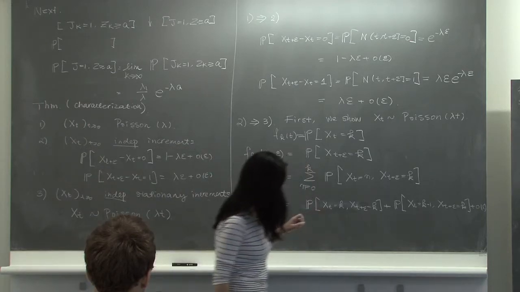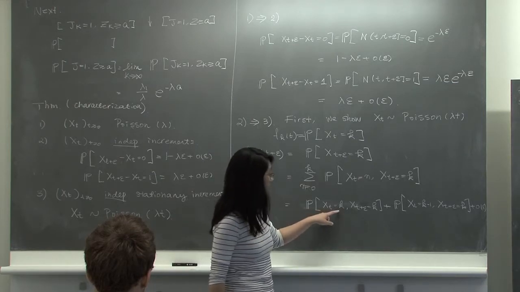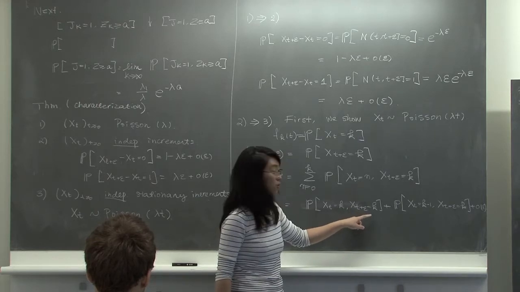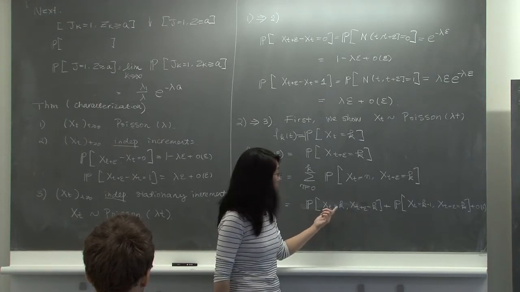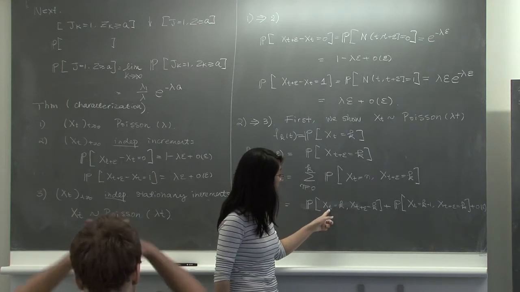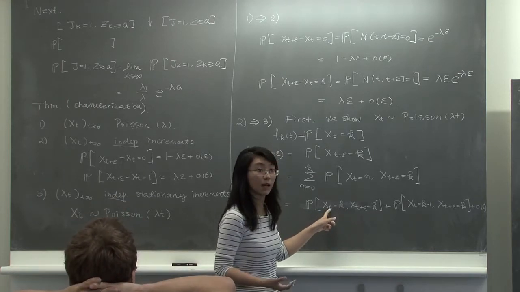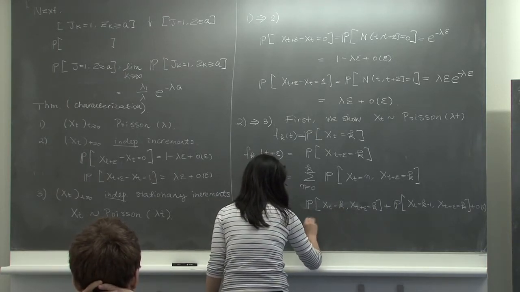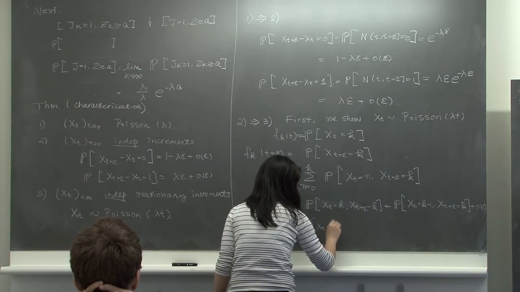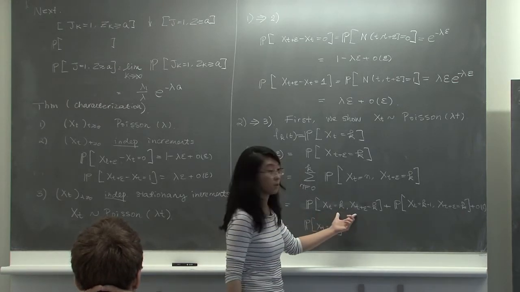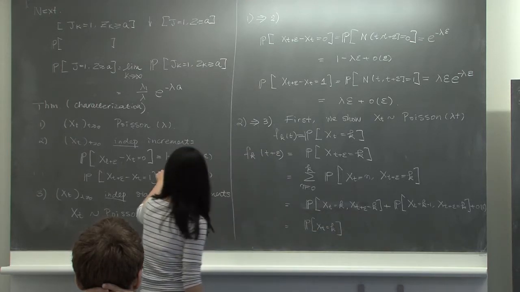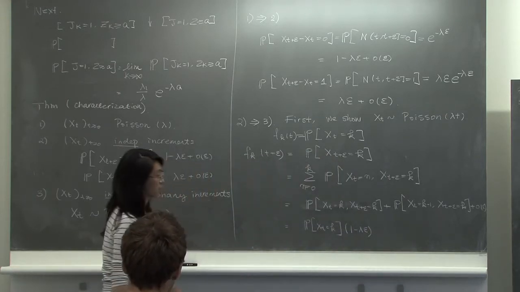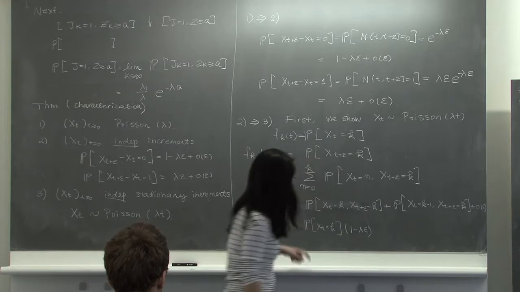For this term, it tells us X_t equals k, and from t to t plus epsilon, there's no jump. And we also know that it has independent increments. So what happens for X_t is independent of what happens from t to t plus epsilon. So this has the probability that X_t equals k, and for the next epsilon interval, there's no jump. For no jump, we know that the probability is 1 minus lambda epsilon plus an error term, and the error term will be absorbed in here. This is the first term.